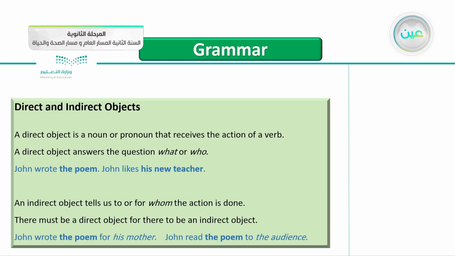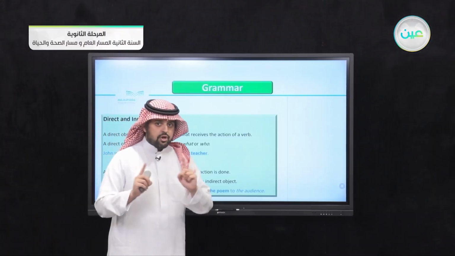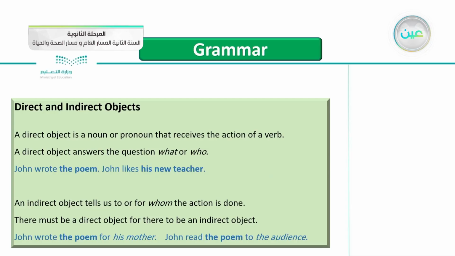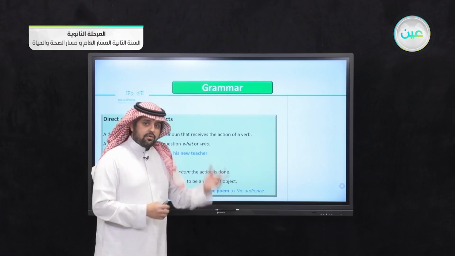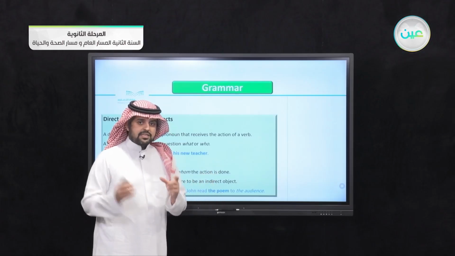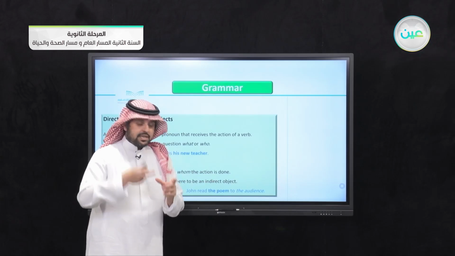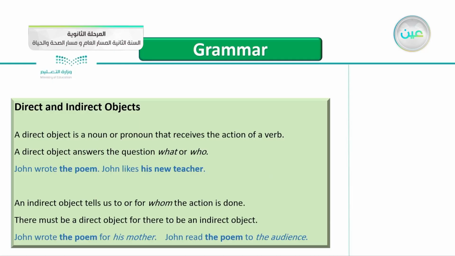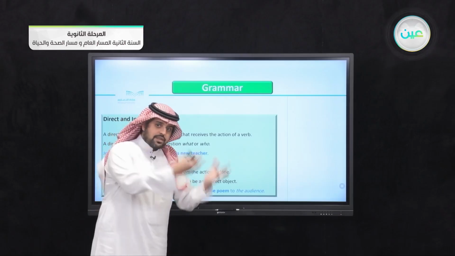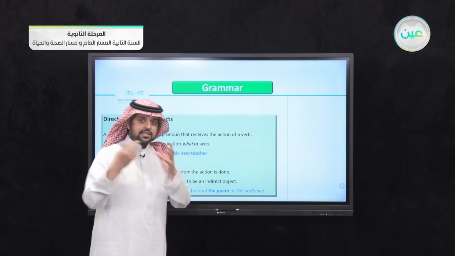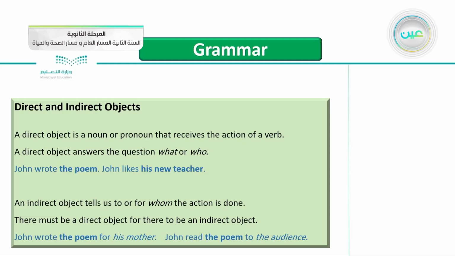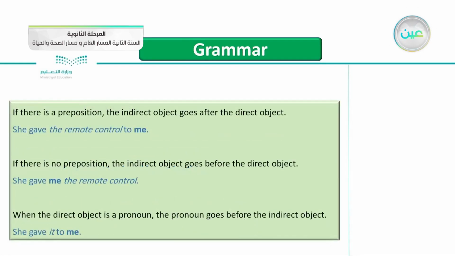So you notice here that we have two objects. John read the poem. So the poem is the receiver of the action, the verb read. To the audience, this is who the action was done for. So this is the direct and indirect object.